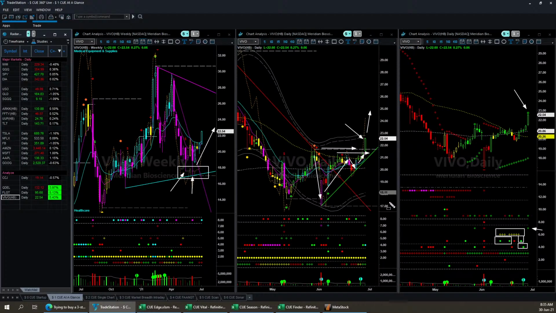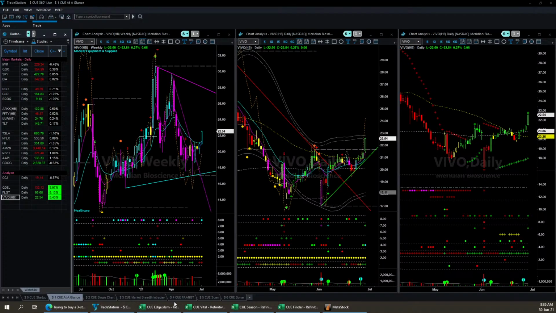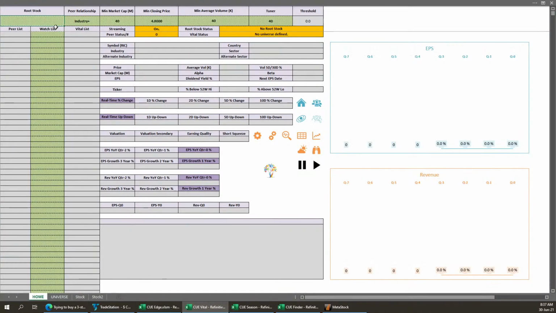I also have a position in Vivo. It's another healthcare stock, and as I am buying only fundamentally strong healthcare stocks, you'd expect this to be strong as well. Let's check that out. And in this case, you see I am going to use the Reuters symbol as root stock. So you may use both the Reuters symbol as well as the ticker symbol to do a fundamental and peer analysis.